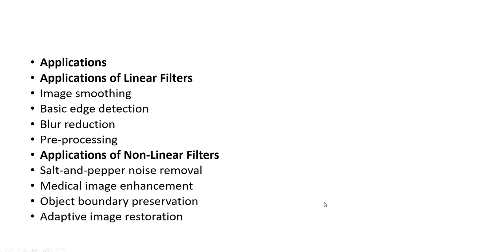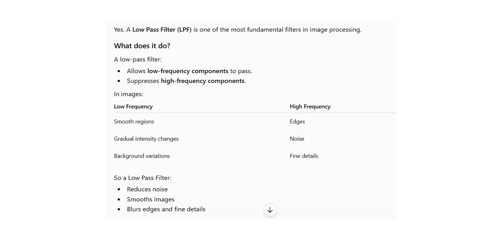So applications of linear filters. Linear filters are used for image smoothing, basic edge detection, blur reduction, and pre-processing. Whereas non-linear filters are used for salt and pepper noise removal, medical image enhancement, object boundary preservation, and adaptive image restoration.